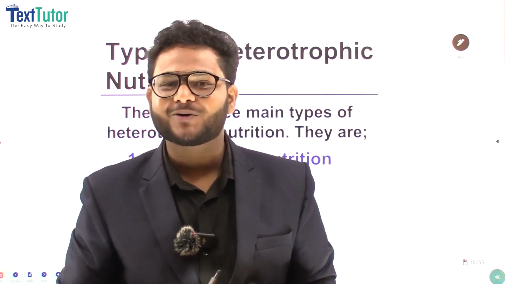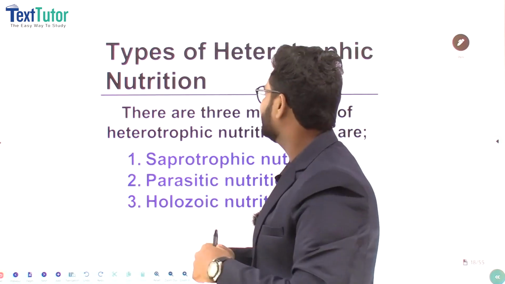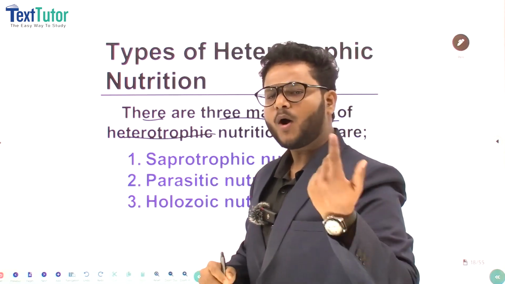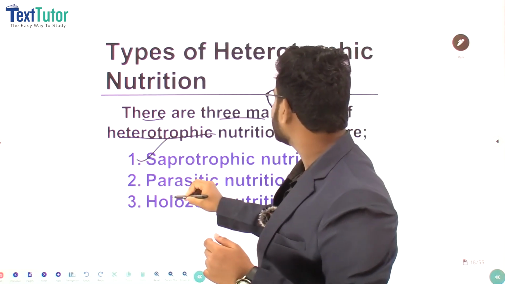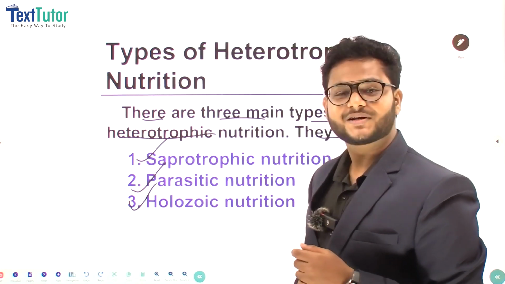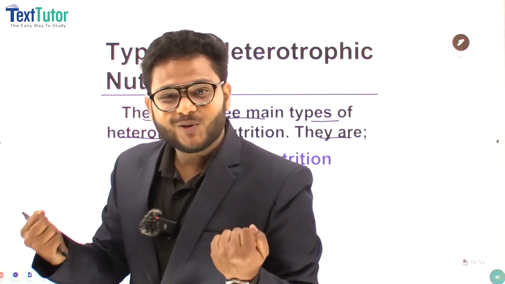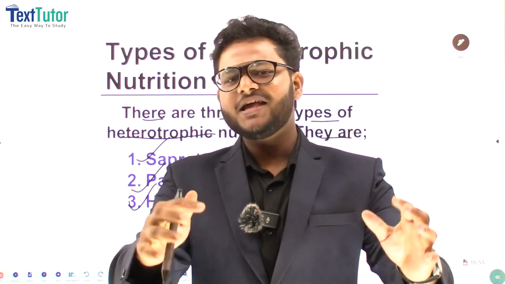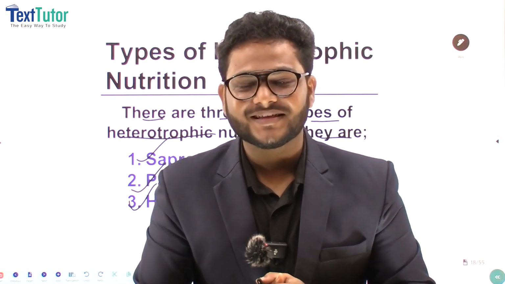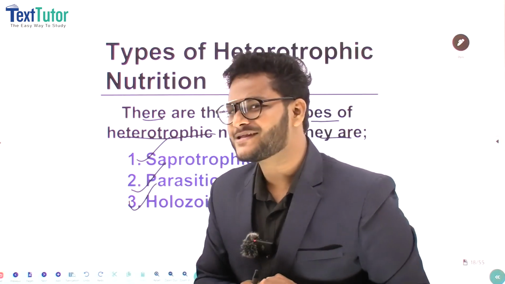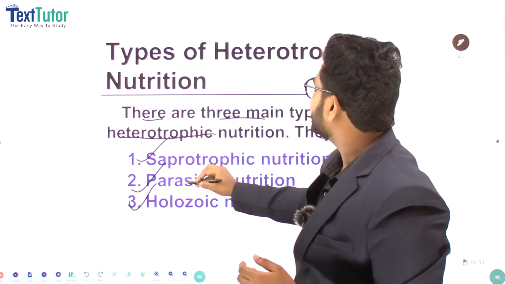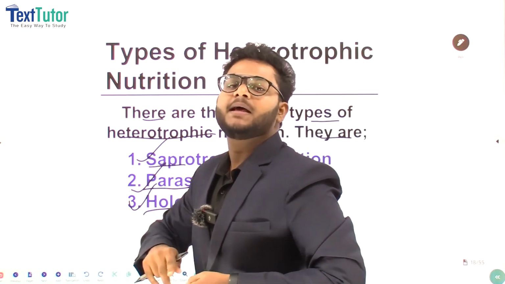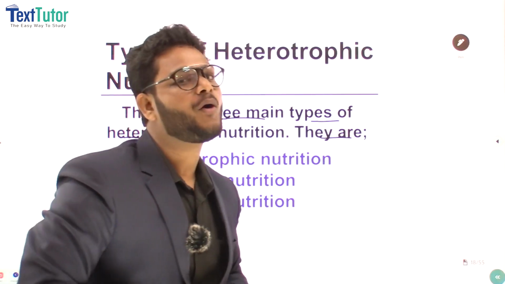So, the types of heterotrophic nutrition. What are the important types? There are three main types of heterotrophic nutrition: saprotrophic nutrition, parasitic nutrition, and holozoic nutrition. I hope that is clear for you. So sapro, para, and holo. Saprotrophic nutrition, then parasitic nutrition, then holozoic nutrition.